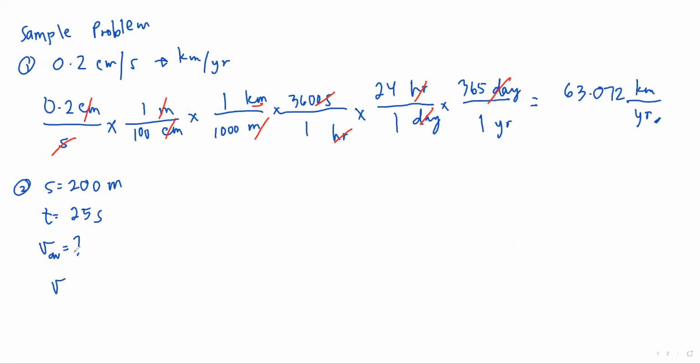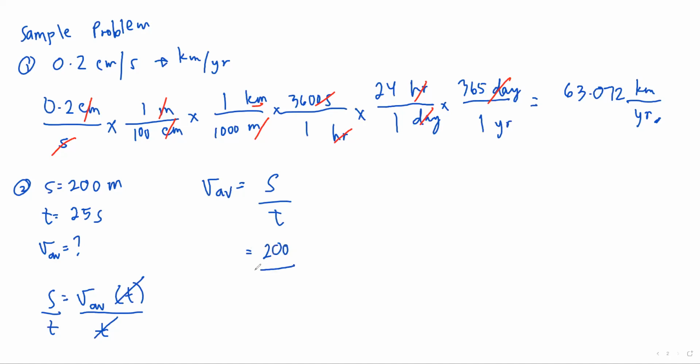So gamitin natin yung formula muna yon. S is equals to average velocity multiplied by time. And dahil average velocity na hanap, divide both sides ng time para mag-cancel out dito. So, average velocity is equals to displacement over time. Okay, final answer, 200 meter over 25 seconds equals to 8 meter per second. So, ang average velocity niya in terms of meter per second is 8 meter per second.